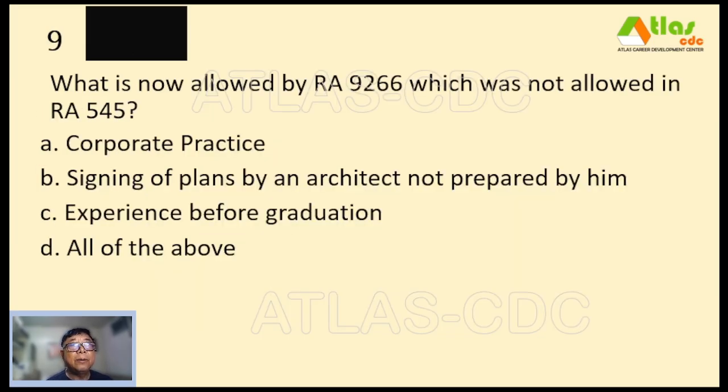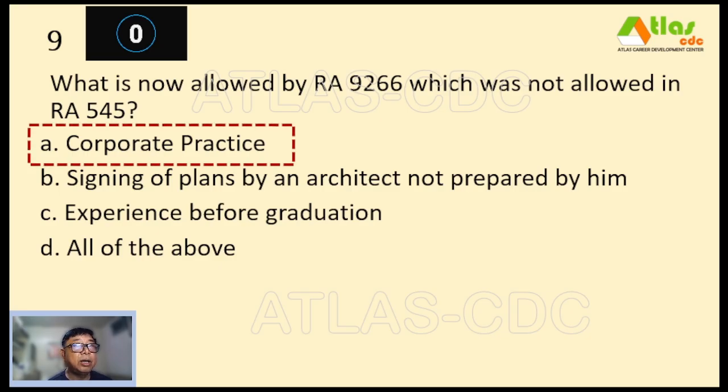Number 9, what is now allowed by RA 9266 which was not allowed in RA 545? A. Corporate practice. B. Signing of plans by an architect not prepared by him. C. Experience before graduation. And D. All of the above. And our correct answer is letter A, corporate practice.